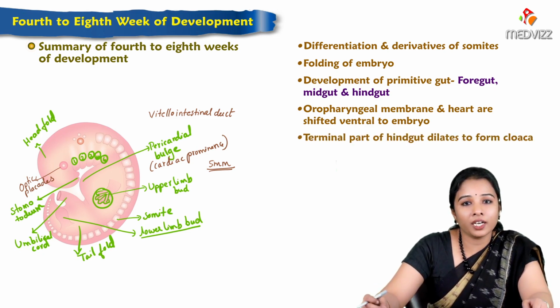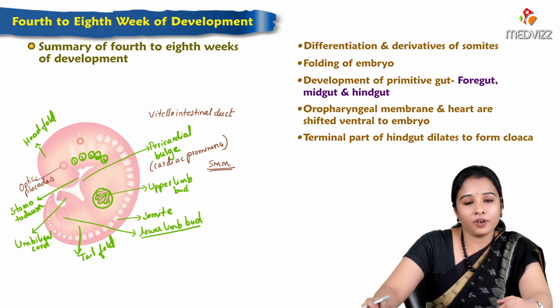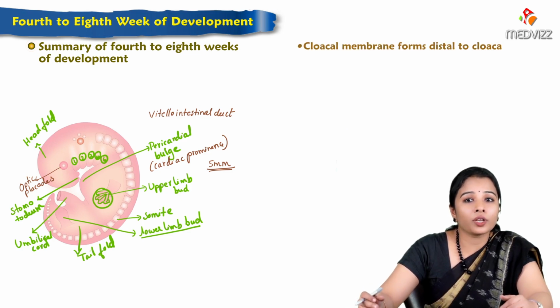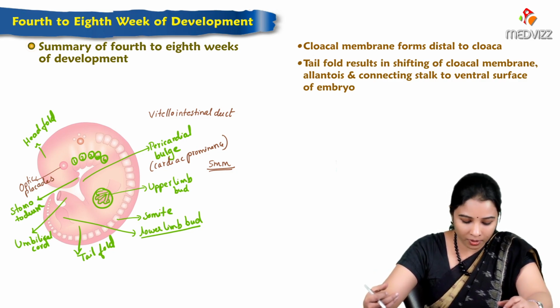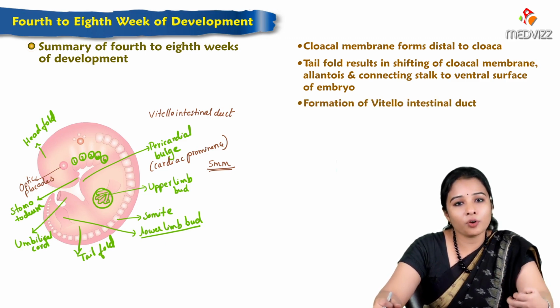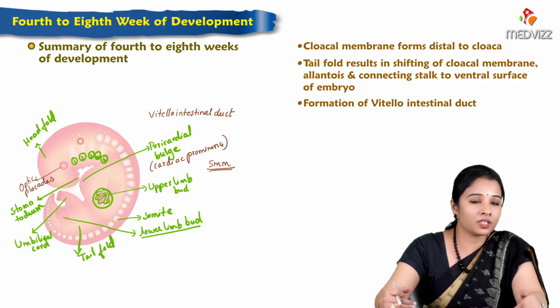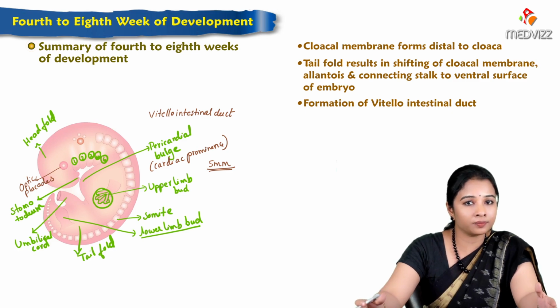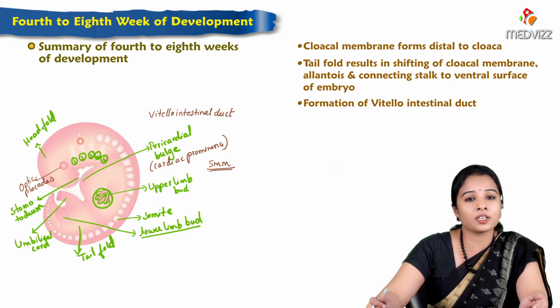And the terminal part of the hindgut gets dilated, which is called the cloaca, and it is separated from the tail end by the cloacal membrane, which forms the distal end of the cloaca. The tail fold results in shifting the cloacal membrane, allantois and connecting stalk to the ventral side of the embryo. And we also know the formation of the vitellointestinal duct, which is the communication between the midgut and the yolk sac. Initially it was a very widened communication. Later it gets constricted to form the vitellointestinal duct.